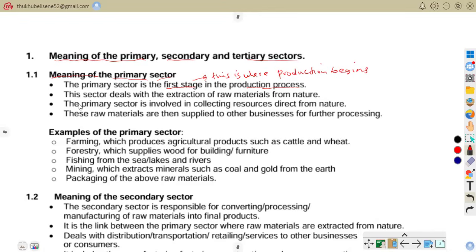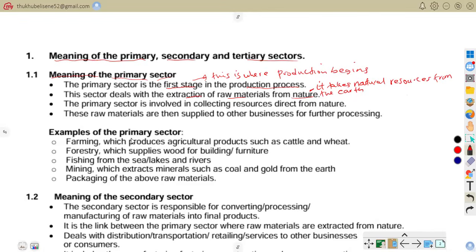They are saying this sector deals with the extraction of raw materials from nature. Meaning to say, it takes natural resources from the earth. That's what this statement means. For example, you can talk of mining gold from the ground.